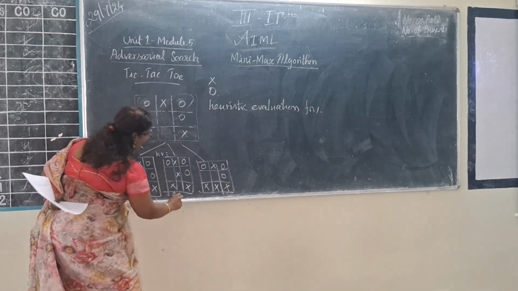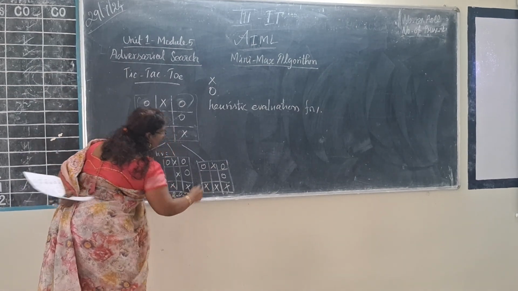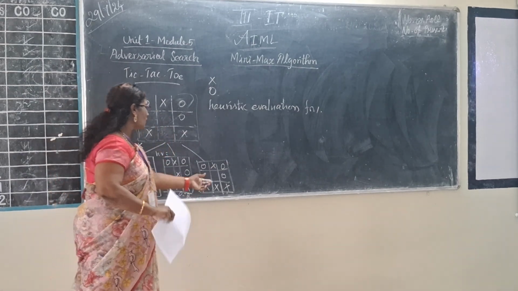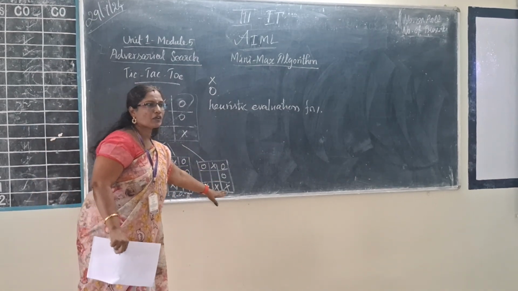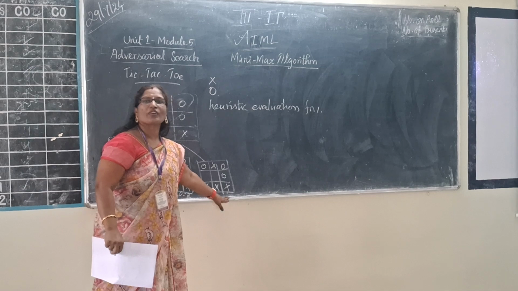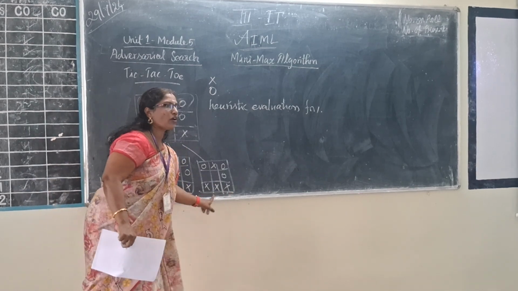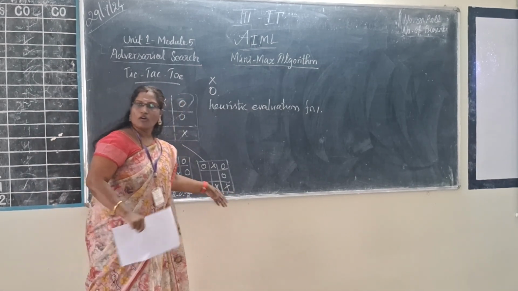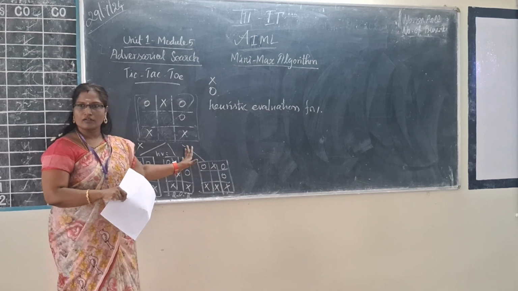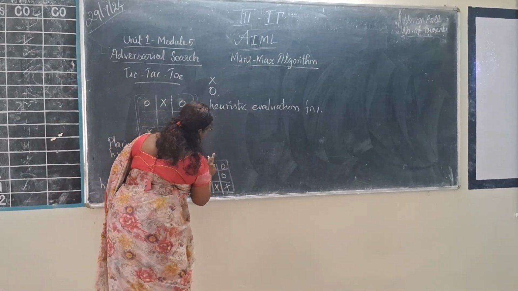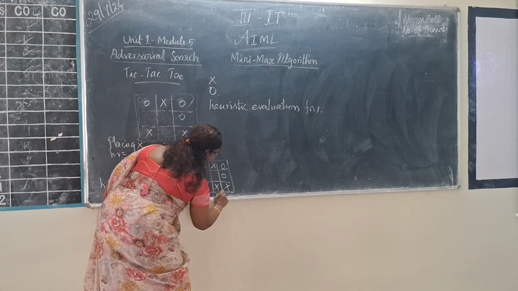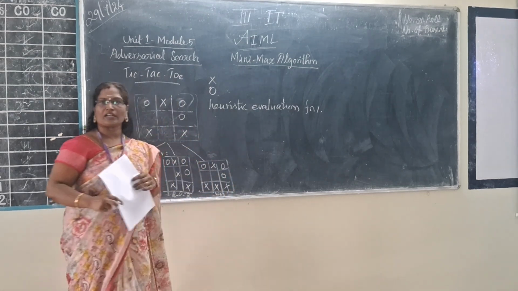Okay. So here, whether there is a possibility for O to win or not, it is already in the winning state. I have got all the x in the same row. Already the state is 1. Clear this? So I don't have to see the heuristic value over here. It is the winning state.